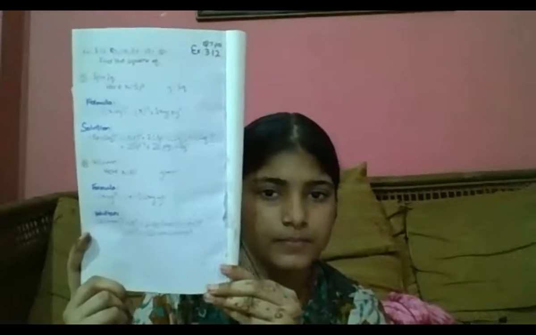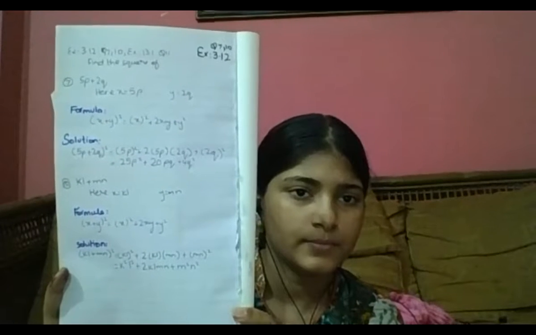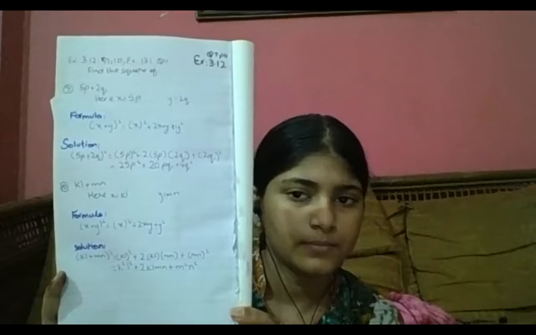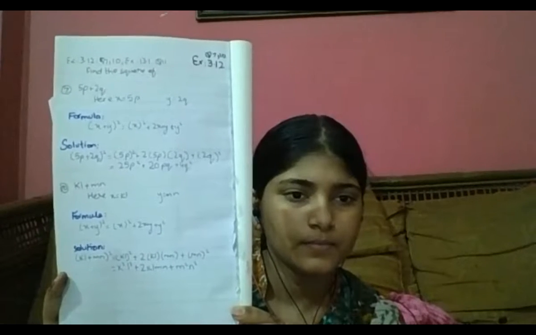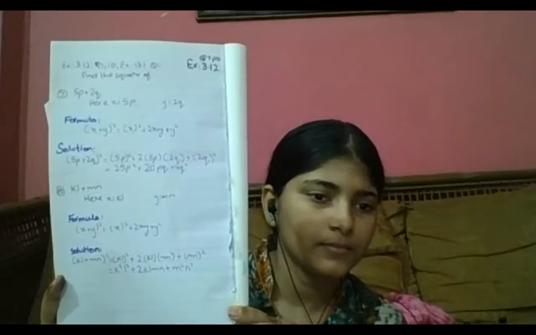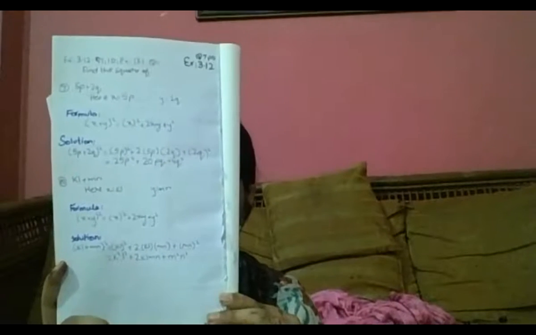Ramla is there with exercise 3.12 question 7. Here x is equal to 5p and y is equal to 2q. So we get 5p square plus twice the first and second term plus 2q square. Very good. So we get 25p square plus 20pq plus 4q square. Very good. Your second question is also correct.